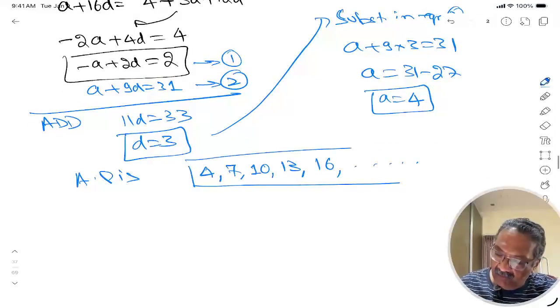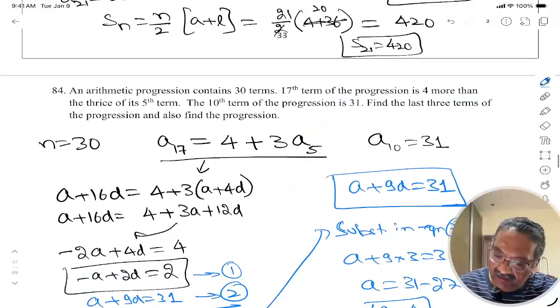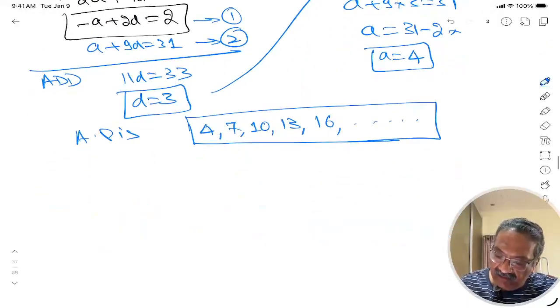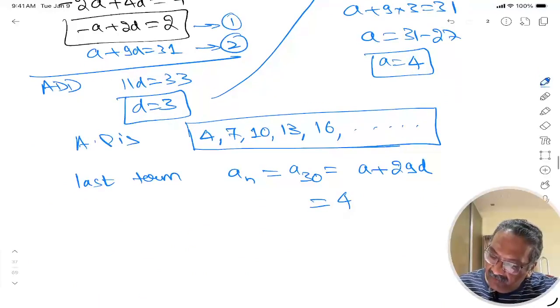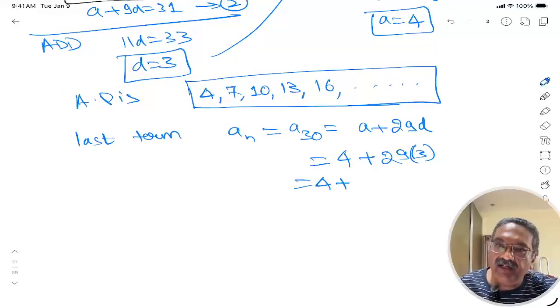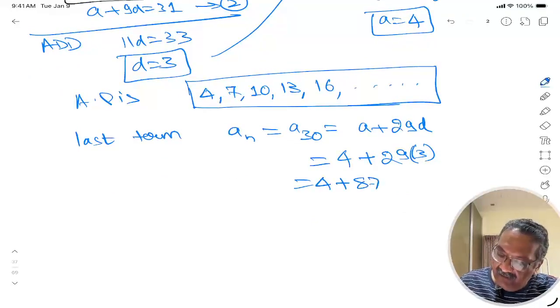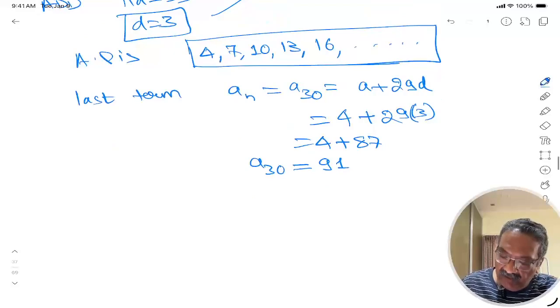Now we've got the arithmetic progression. What was asked is to find the last 3 terms. n is 30, so let us find the last term. The last term an is equal to a30, which is a plus 29d, equal to 4 plus 29 into 3. 29 into 3 is 87, and 87 plus 4 would be 91. So the last term is 91.